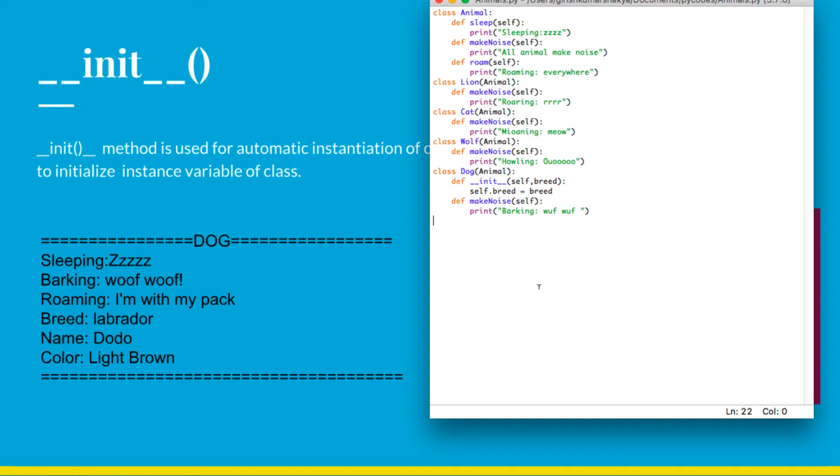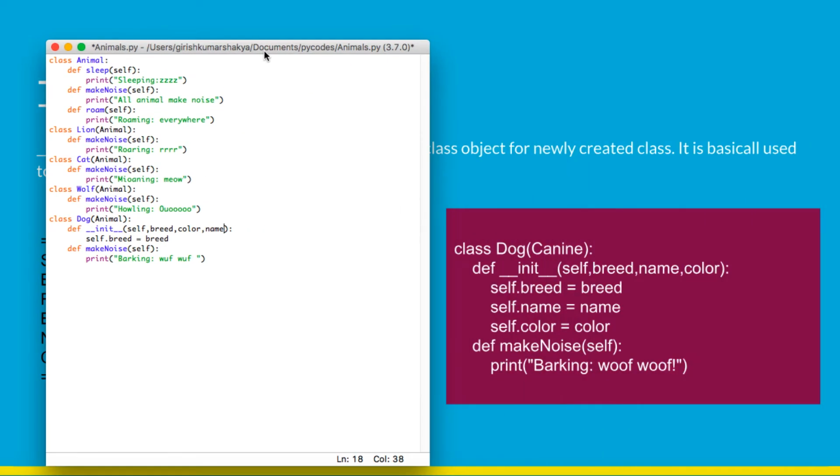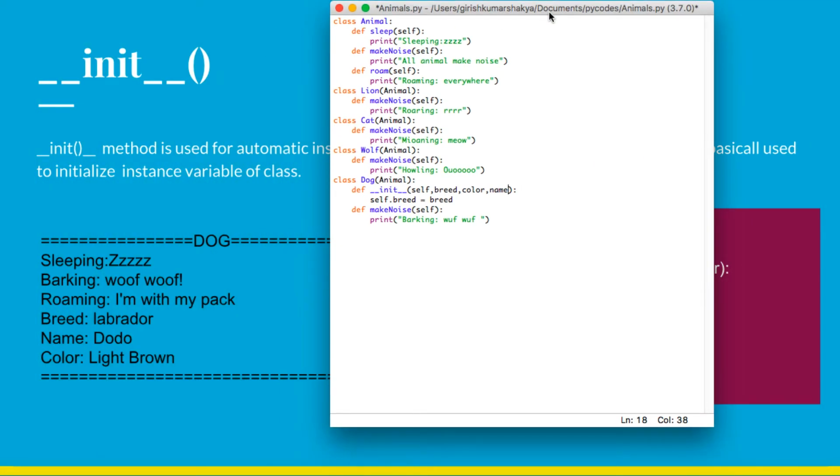So let's continue with this example. For example, here a dog, you can see out here the dog. We are defining a method, and it is an initialization method, or you can say instantiation method, with one instance variable, breed. You can also use, let's say, color. I will use name. Okay, color, name, and breed.